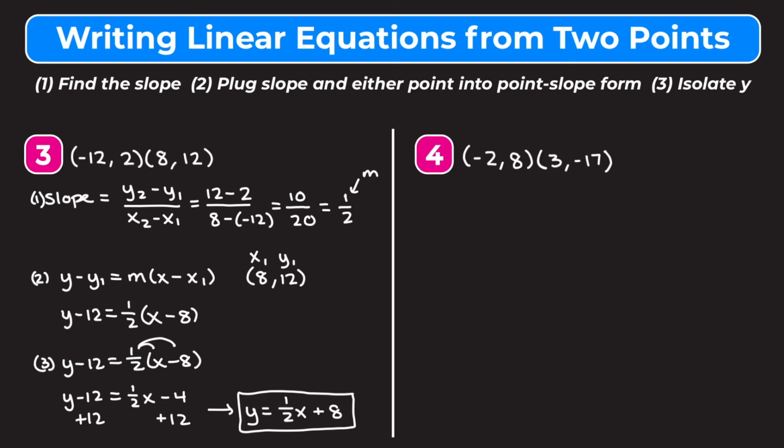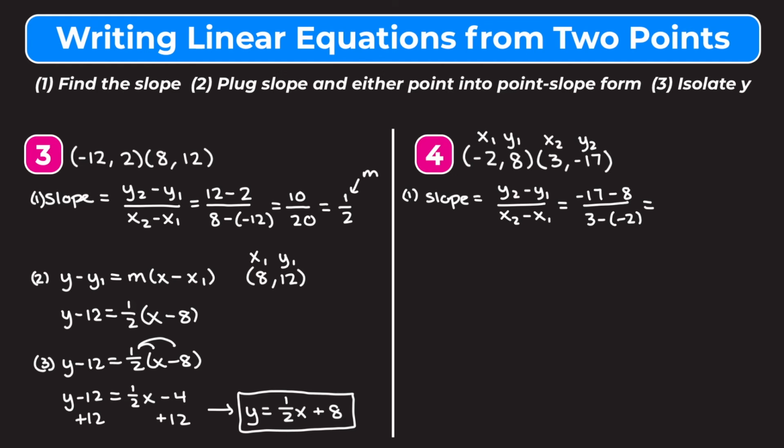And finally, taking a look at our last example, we have the points negative 2, 8 and 3, negative 17. We're going to start by finding the slope, which is equal to y2 minus y1 over x2 minus x1. I'll label our points x1, y1, x2, y2. We're going to plug in our values. So our y2 is negative 17 minus our y1 of 8 over our x2 of 3 minus our x1 of negative 2.